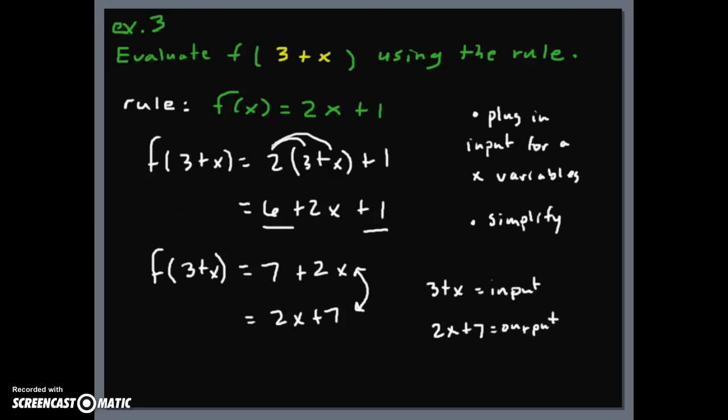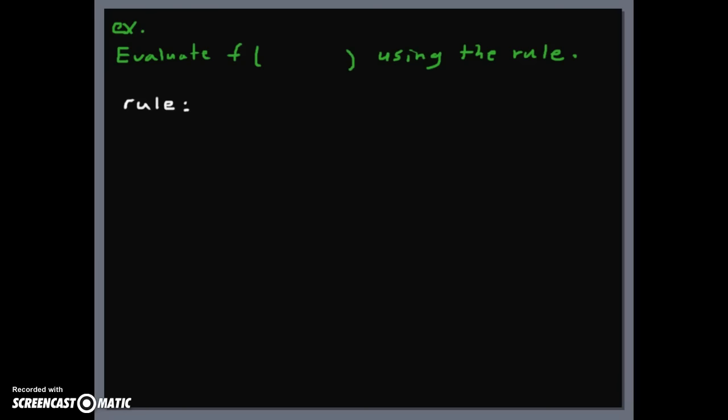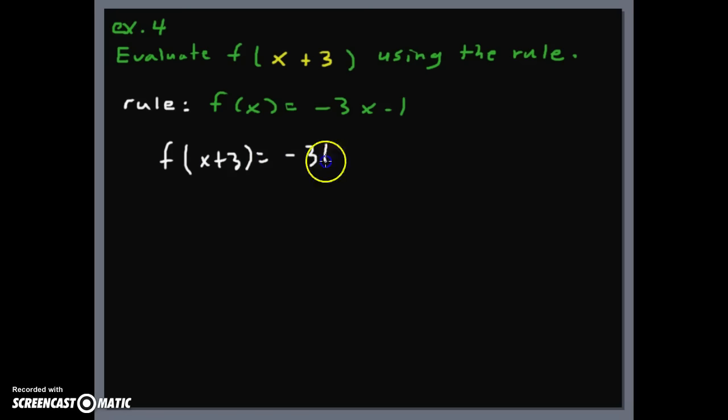Two more examples. This is example number 4. So we're going to evaluate f of x plus 3 using the rule. The function rule is f of x equals negative 3x minus 1. And we're going to put in x plus 3 every time we see an x. So we've got f of x plus 3 equals negative 3, and we put in our x plus 3 for the x, minus 1. Now we can go ahead and simplify.